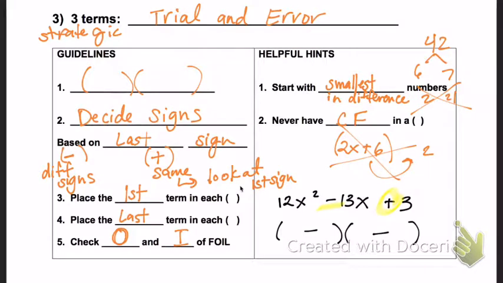Now I need two numbers that multiply to get 12. Two numbers that multiply to get 12. And I'm gonna start with the two factors that are closest together. So what would that be? 4 and 3. So doesn't matter which one you do. What if I did 3x and 4x?